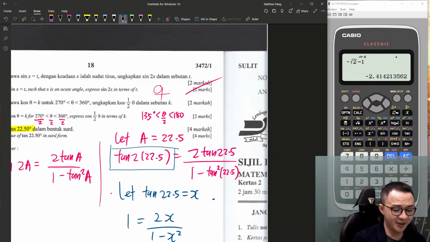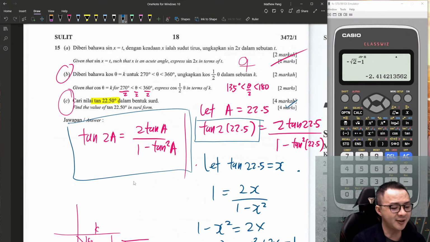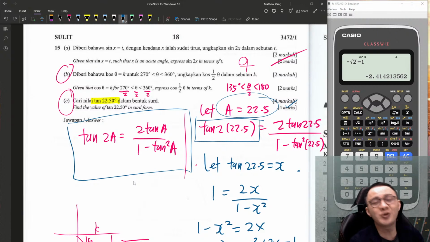Okay, so this 4-mark question is a little bit hard. First thing is, you see tangent 22.5, you need to get the idea to use tangent double angle. Then you go to find out tangent double angle from your formula list. Then the second thing you need to know, you basically need to sub A equals to 22.5 into it so that you can get tangent 22.5 there.